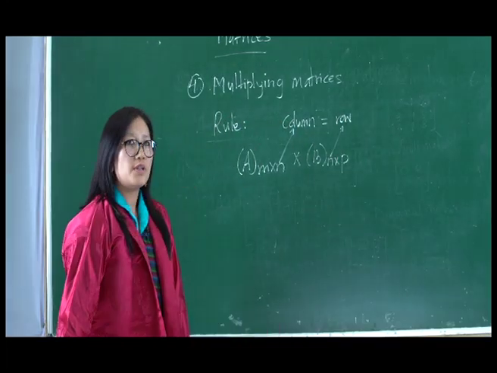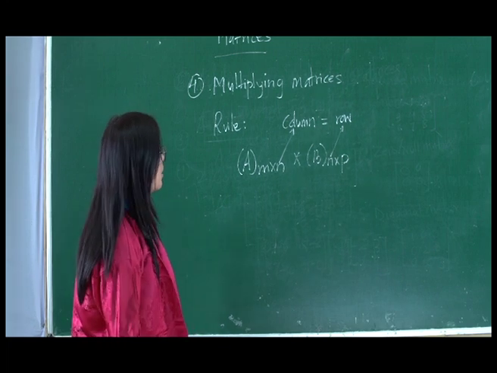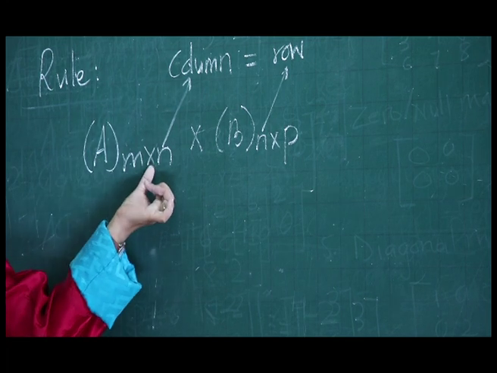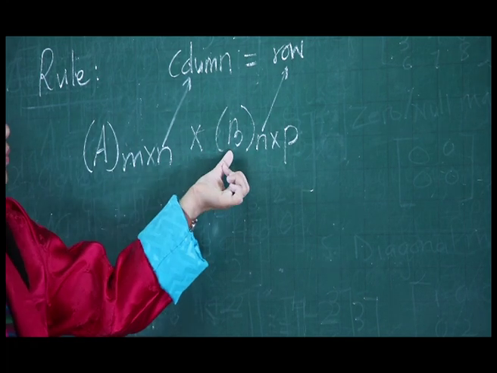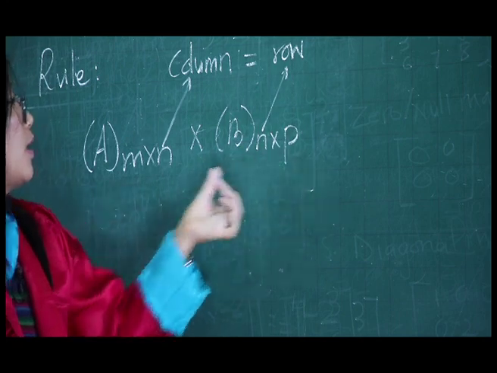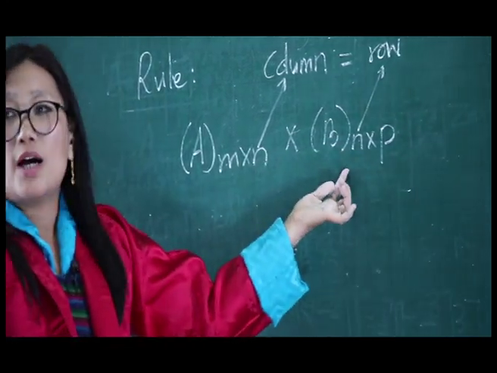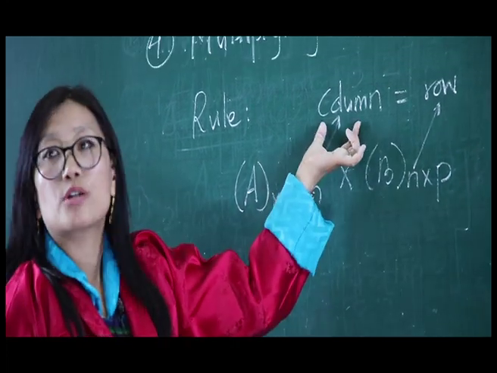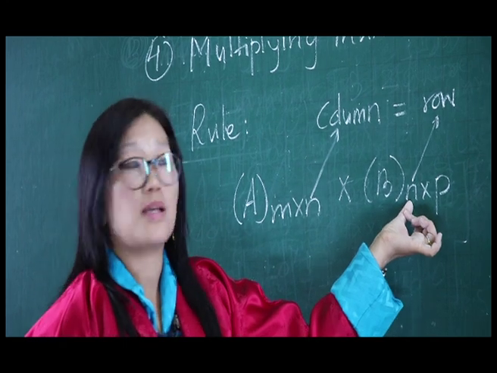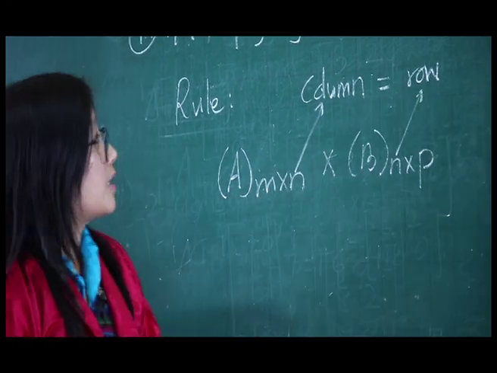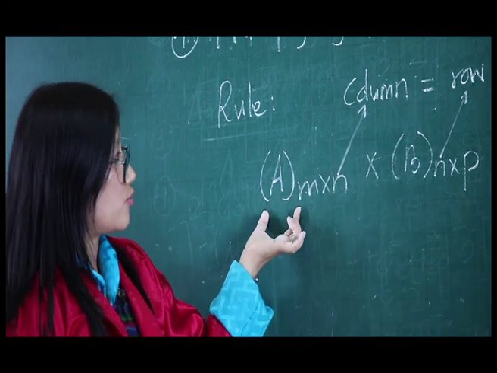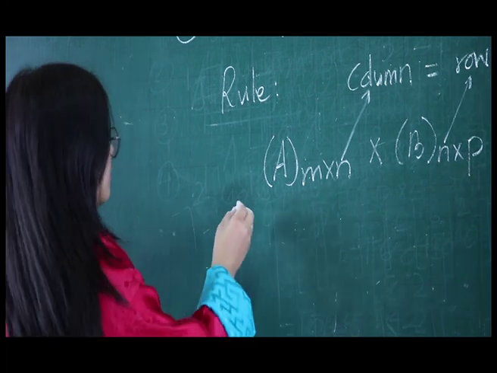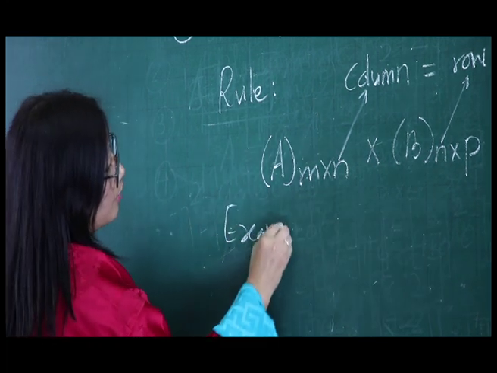So here is a simple rule with which you will be able to understand. That is matrix A with the dimension of m times n, and matrix B with the dimension of n times p. What do you notice here? Both are n, that means they are the same. N in the first matrix is a column, and n in the second matrix is a row. Now here, the number of columns in the first matrix has to be equal to the number of rows in the second matrix.